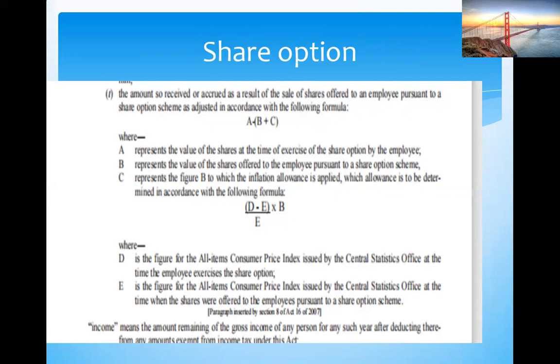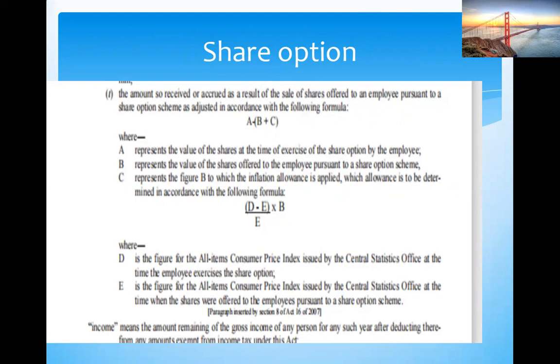Then C represents the figure B to which inflation allowance is applied, which allowance is to be determined in accordance with the following formula: D minus E times B over E, where D is the figure for the CPI at the time of exercise of the option. Then E is the CPI at the time when the shares were offered. Okay, so we are going to use this formula.